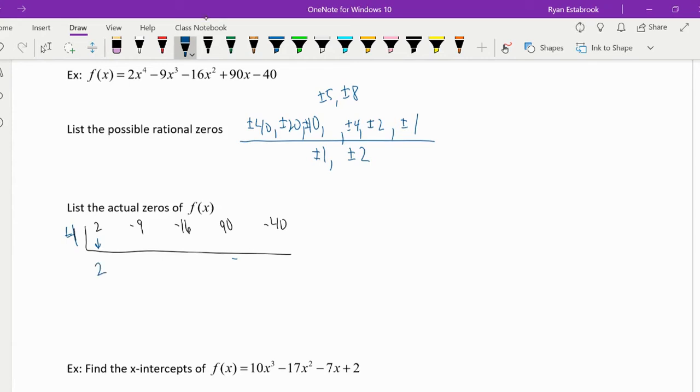So bring down the 2. 4 times 2 is 8. Add those together, negative 1, negative 4, negative 20, negative 80. Add those together, that's 10. Multiply those, 40, 0, great. I guessed well. So 4 is one of the actual zeros. What we have left is no longer 2x to the 4th, it's 2x to the 3rd.